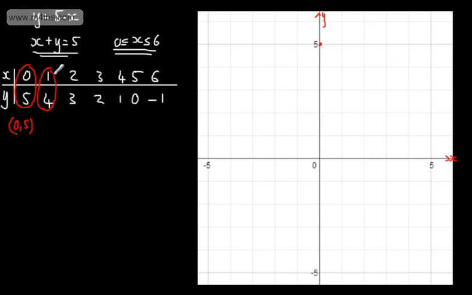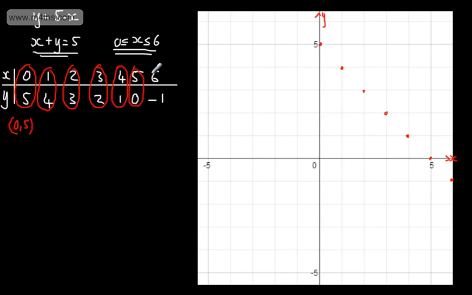1, 4, well x is 1 here, and then y is 4. Then we're going to have x is 2, which is just here, and y is going to be 3. Then we'll have x is 3, y is 2. We're going to have x is 4, y is 1. Then we're going to have x is equal to 5, y is equal to 0. And then finally x is 6, y is equal to minus 1. So all I've done is gone through our table of values, I've plotted the points, and I'm going to draw a straight line through these and then label it up.